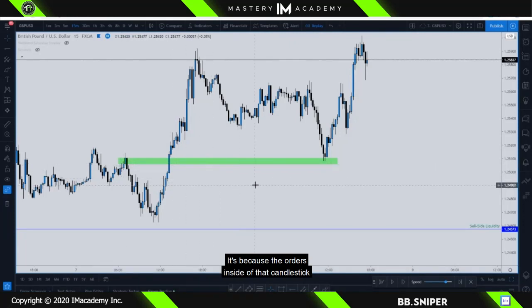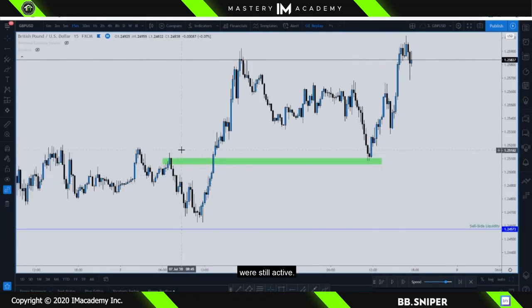It's because the orders inside of that candlestick were still active. That's why smart money is coming back down, because if we were smart money, we wouldn't create a scenario in the market where we would have losses. It would not be logical if we are moving the marketplace. We want to win 100% of the time because we are controlling the marketplace. We want to go up, we want to go down, right? That's why we are controlling the marketplace, speaking hypothetically, right?